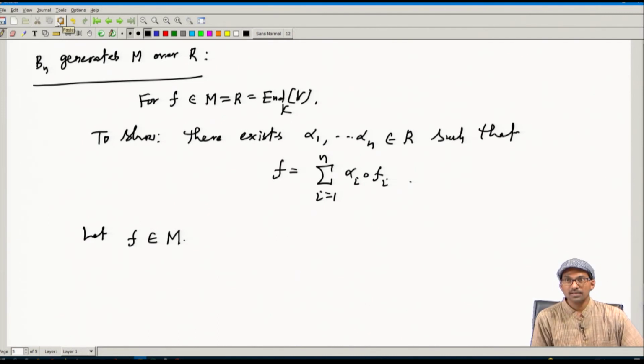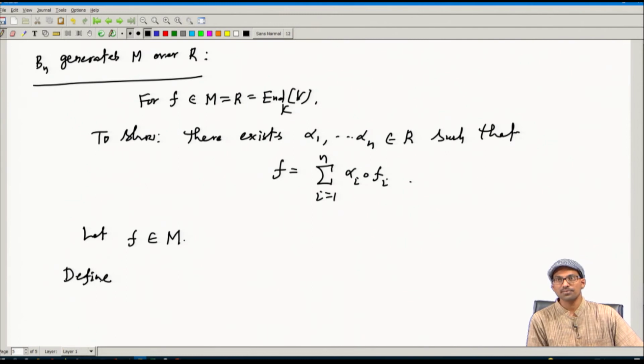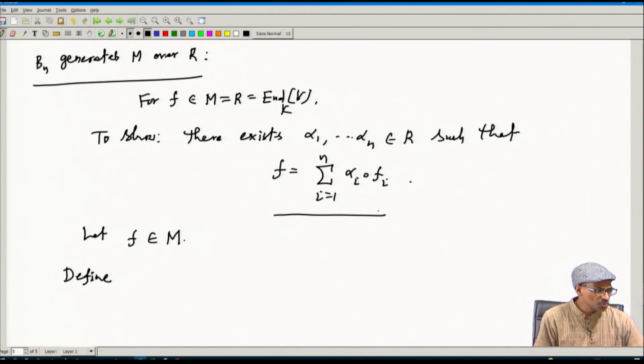Now let us define alpha 1, alpha 2 for this f. We will explicitly describe what alpha 1, alpha 2, alpha n are, so that our f is equal to this sum of alpha i composition Fi, i from 1 to n. So define alpha i in the following way.